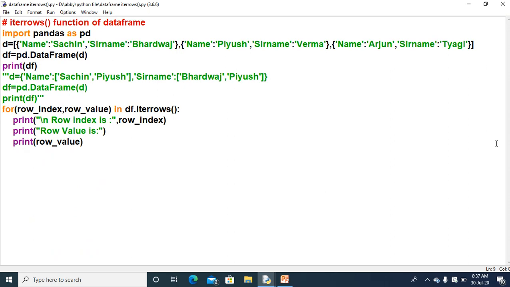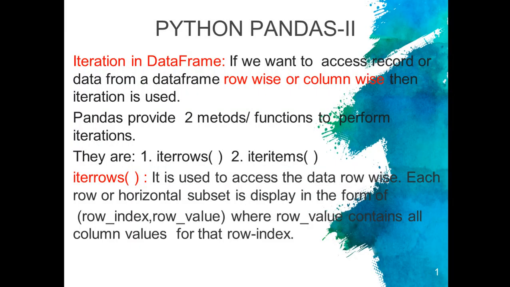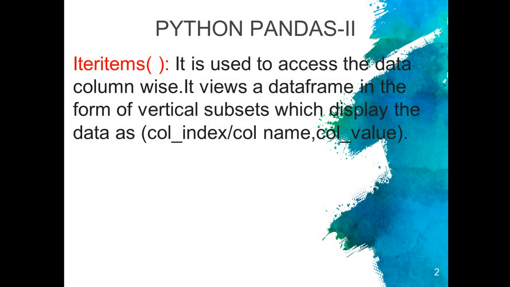And the second one is iter columns. So what is iter columns? So let us move to the iter column, iteritems. Iter columns is not at all any function. The name of the function is iteritems to access the columns of the data frame. So here it is used to access the data column wise. It views a data frame in the form of vertical subsets which display the data as column index.